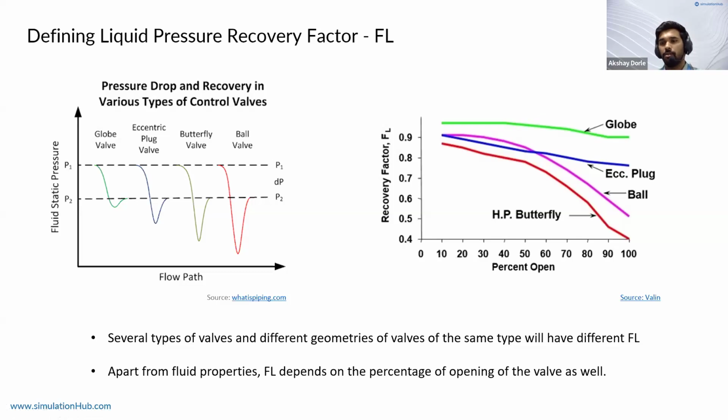So it's not a universal constant for a valve. It will change depending on the fluid properties, depending on the opening conditions, depending on the design. Let's say you retrofit some trim, some cage, some orifice plate, everything changes in the system. So the FL of that system will change.